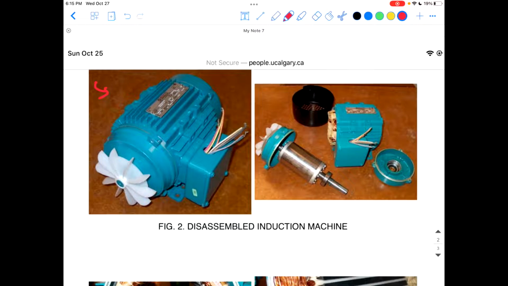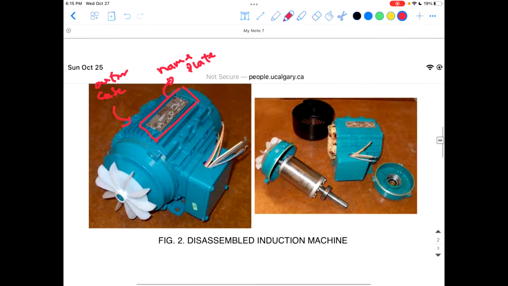This bluish stuff, we call it the motor case, the outer case of the motor itself. It holds all the parts inside it. Here you'll find some data. We call it the motor nameplate. That's where you can find all the manufacturer data about this motor. We'll be having a sample of this and illustrate every single item in it in later classes.